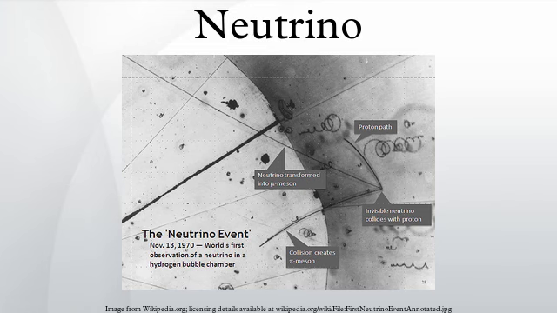Mikheyev-Smirnov-Wolfenstein effect. Neutrinos traveling through matter, in general, undergo a process analogous to light traveling through a transparent material. This process is not directly observable because it does not produce ionizing radiation, but gives rise to the MSW effect. Only a small fraction of the neutrino's energy is transferred to the material.